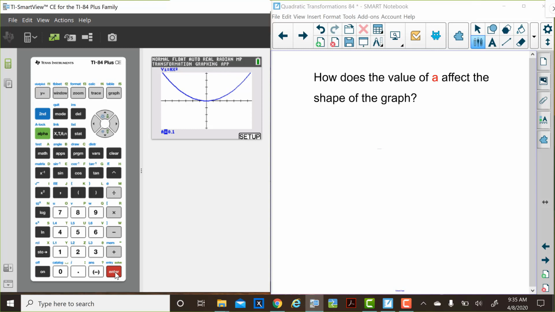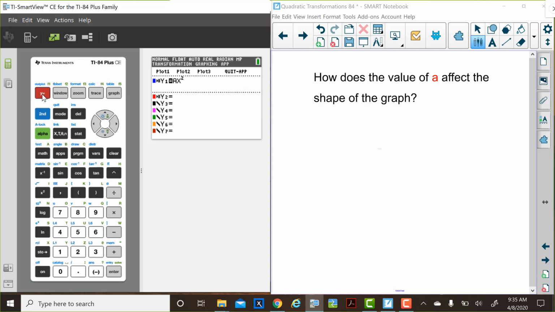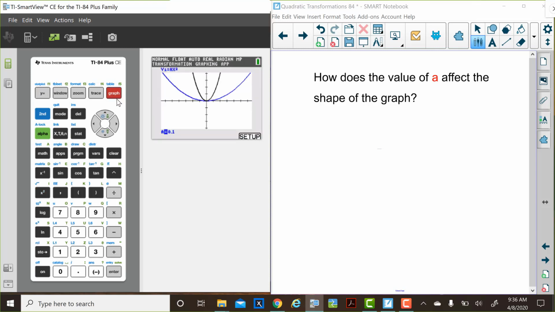But to compare it to the parent function, she's going to go back to the y equal entry location. And if you're using a TI-84 Plus CE or the SmartView software, in y3 you can graph a function that will not be transformed to go along with your transformed function. Let's look at the parent function, y is equal to x squared, where a, of course, is equal to 1. And when we go back to the graph, you can clearly compare this.